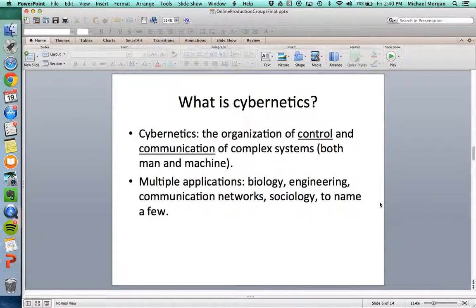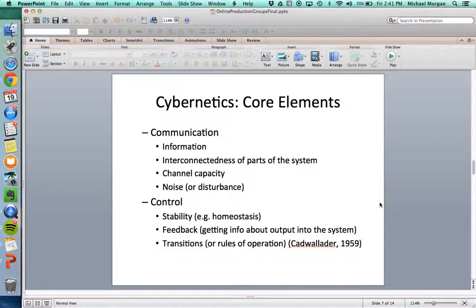So what is cybernetics? Cybernetics is about two things. It's about control and it's about communication. It's the organization of control and communication of complex systems, both man and machine. There are multiple applications. Cybernetics is applied to biology, engineering, communication networks, sociology. There are many, many other examples.